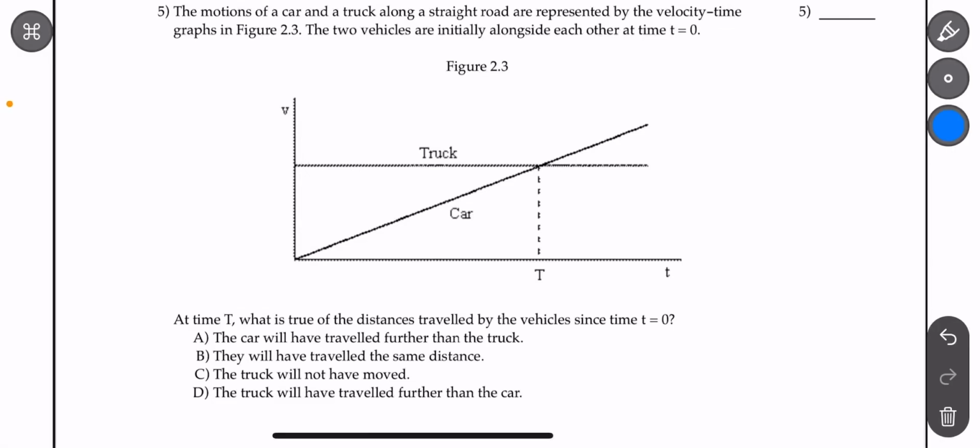Okay, so for this problem, it is asking: the two vehicles are initially alongside at time zero, right? T equals zero, where T equals time. And then it says at time T, what is true of the distances traveled by the vehicles since time equals zero? So we need to figure out which of these statements would be true.